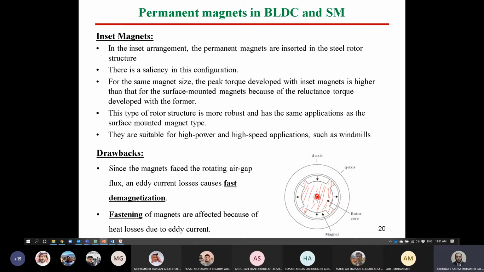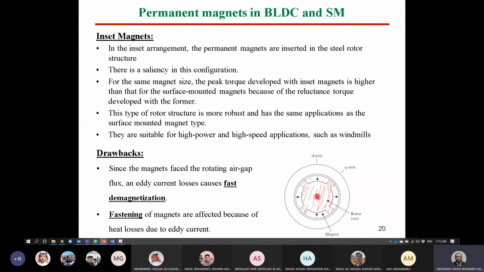Also, this type of rotor structure is more robust and has the same applications as surface mounted. Of course, more robust because now we have wedges around the inserted or inset magnets, so it will help to increase the lifetime of fastening of these magnets.